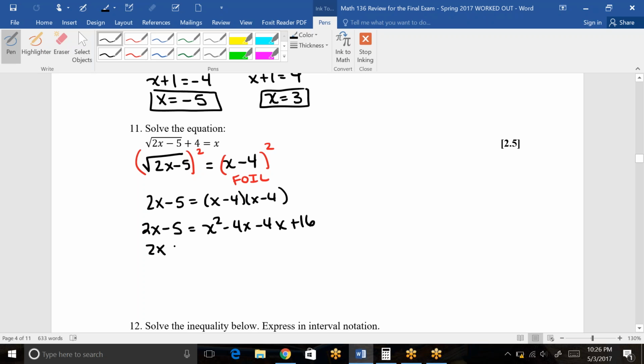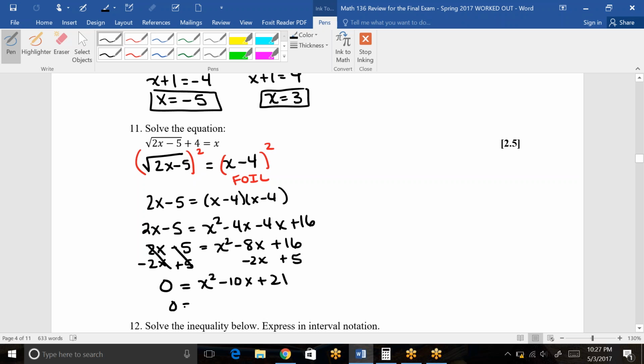Combine like terms. Move all of the values to the same side since there's an x squared. So we're going to have 0 over here on the left, and x squared minus 10x plus 21. Factor, if it factors, which ours does, into x minus 7 and x minus 3. And you solve and get two possible solutions. But the problem is you must always check with a radical equation.